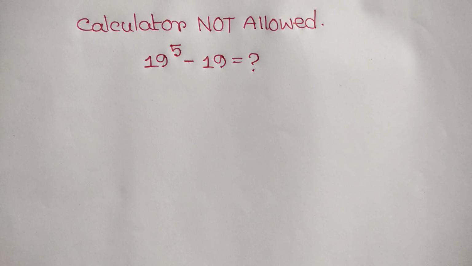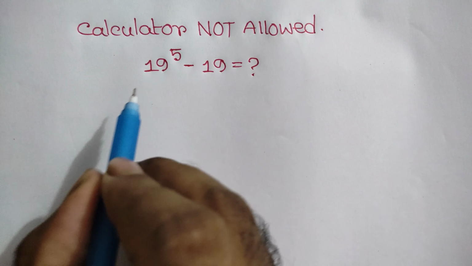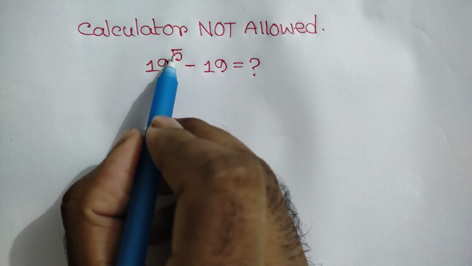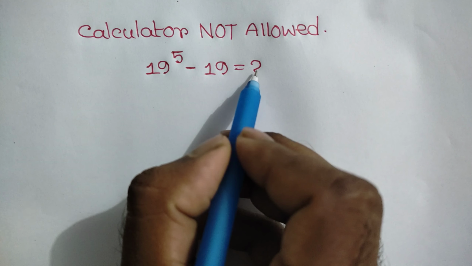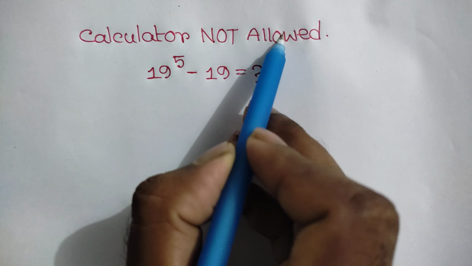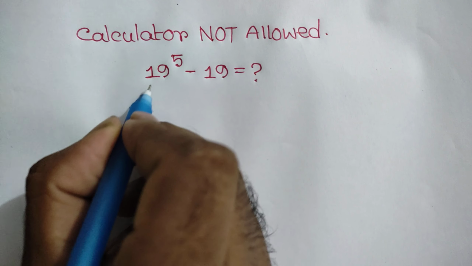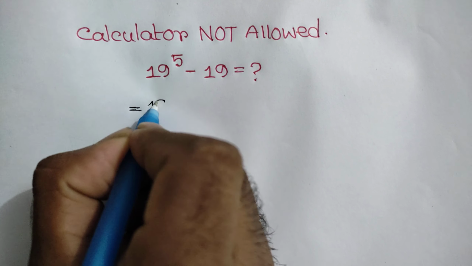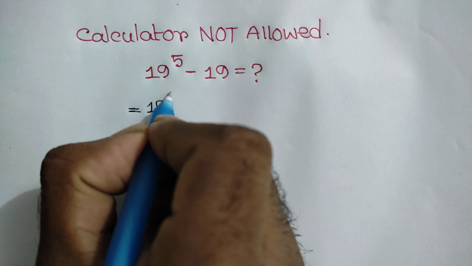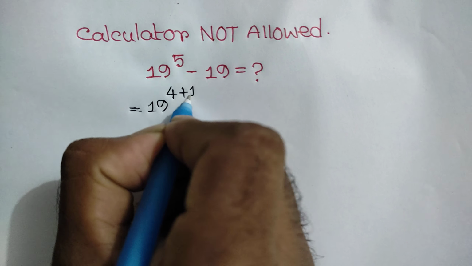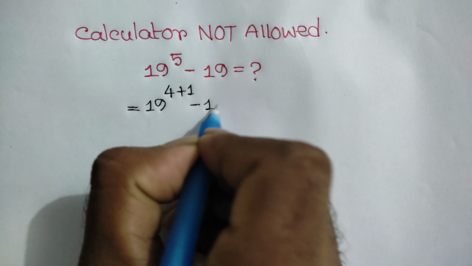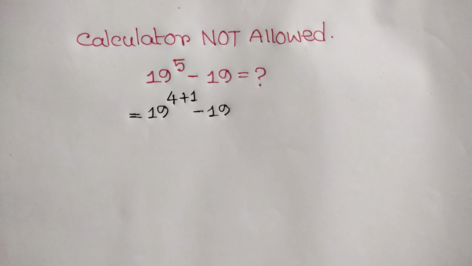In this video I am going to show how to simplify this math problem: 19 to the power 5 minus 19 is equal to what? Calculator not allowed. Okay, 19 to the power 5 can be written as 19 to the power 4 plus 1, minus 19.